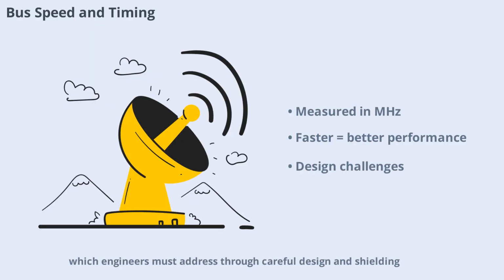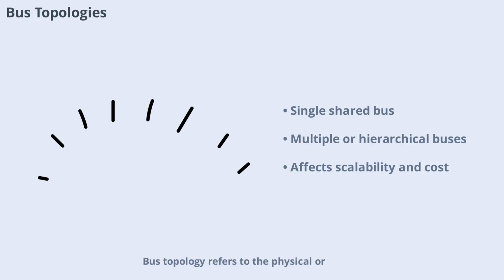Bus topology refers to the physical or logical arrangement of bus connections in a system. The most common is the single shared bus, but other topologies like multiple buses or hierarchical buses are also used. Each topology has its own advantages in terms of scalability, cost, and performance, and the choice depends on the specific needs of the computer system.